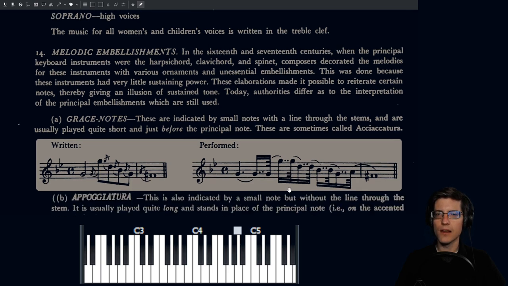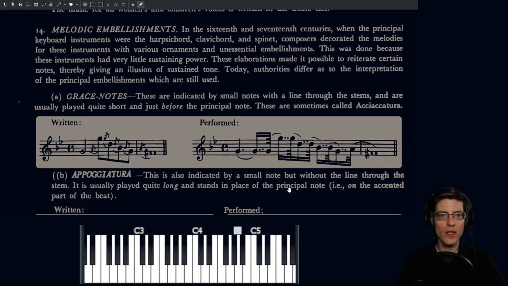In the 16th and 17th centuries, when the principal keyboard instruments were the harpsichord, clavichord, and spinet, composers decorated the melodies for these instruments with various ornaments and unessential embellishments. This was done because these instruments had very little sustaining power. These elaborations made it possible to reiterate certain notes, thereby giving an illusion of sustained tone. Today, authorities differ as to the interpretation of the principal embellishments which are still used.